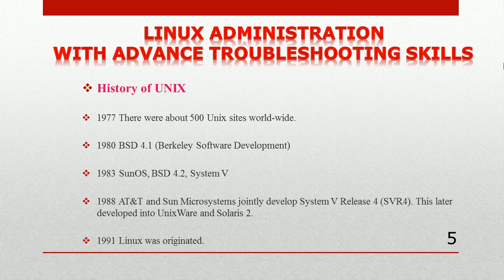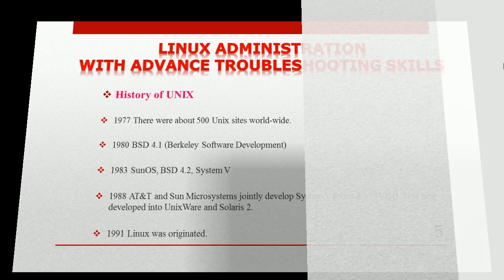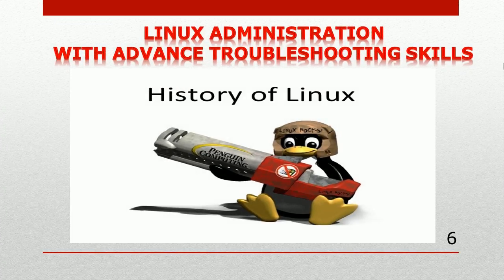Here is the history of Unix: in 1977 there were only 500 Unix sites worldwide. In 1980, BSD 4.1 from Berkeley Software Distribution, in 1983 SunOS, and in 1988 AT&T and Microsoft jointly developed System V Release. So these are the developments of Unix over time, and in 1991 Linux originated. So this course is basically on Linux. So we'll move to Linux. The history of Linux.